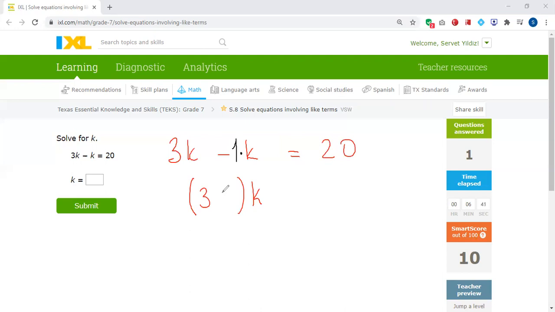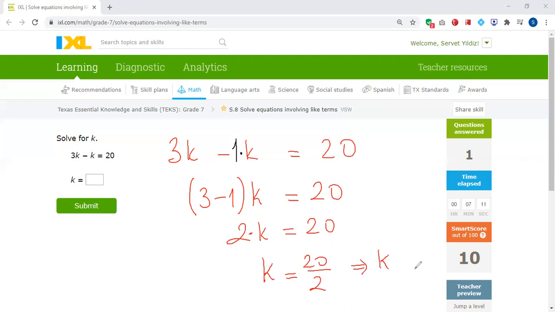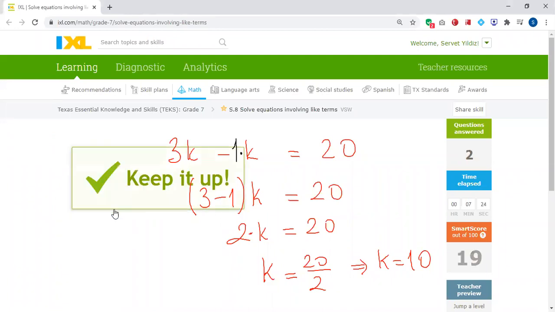So that's going to be 3 minus 1, times K, is equal to 20. 3 minus 1 is 2. 2 times K is equal to 20. So in order to find the value of K, we have to divide both sides by 2, so we divide 20 by 2, right? 20 divided by 2 will give you the answer. So K is equal to 10. K is equal to 10 is the answer.